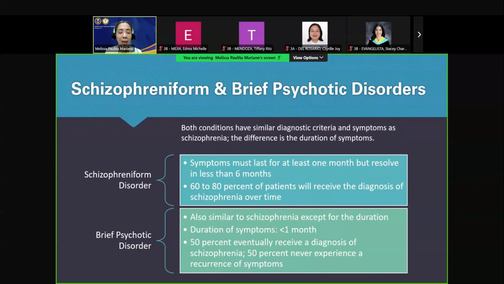A vast majority, 60 to 80%, will eventually receive the diagnosis of schizophrenia later on in life. Brief psychotic disorder is even briefer, and this is also similar to schizophrenia, but the duration of symptoms is less than 1 month. Half of patients will recover and never experience a recurrence of the symptoms. That's great for them. But the other half will also eventually meet the diagnosis of schizophrenia later in life.